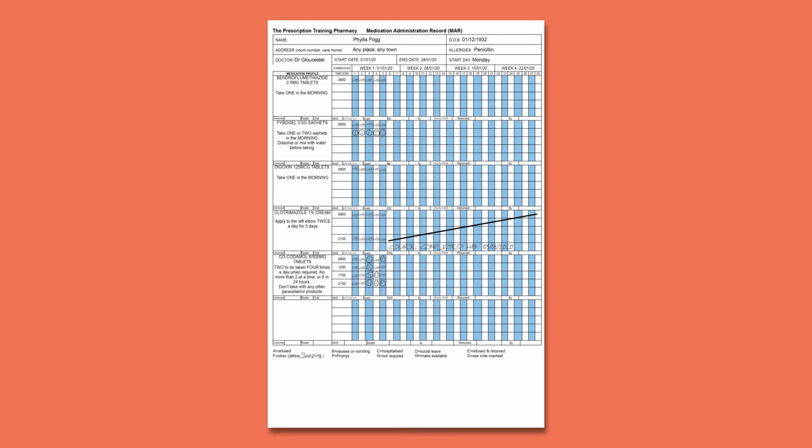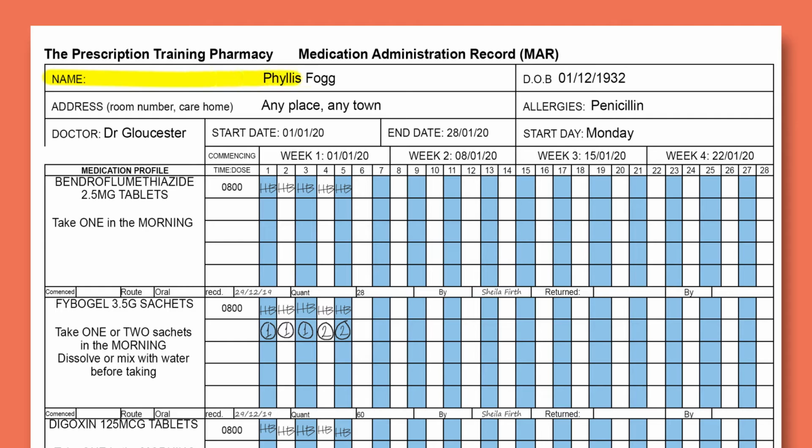Here we have an example of what a MAR chart should look like. Firstly, the client's name should be documented clearly at the very top of the MAR chart. The date of birth needs to be documented. The care home address, here any place, any town as an example. Allergies are a legal requirement and must be shown on the MAR chart.